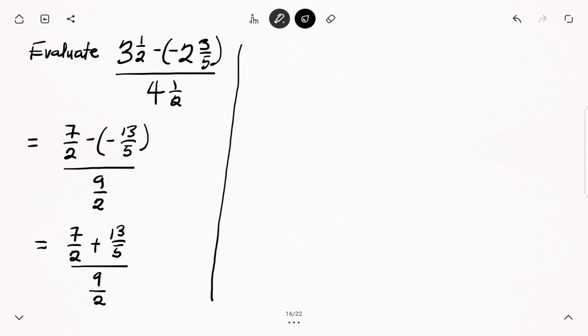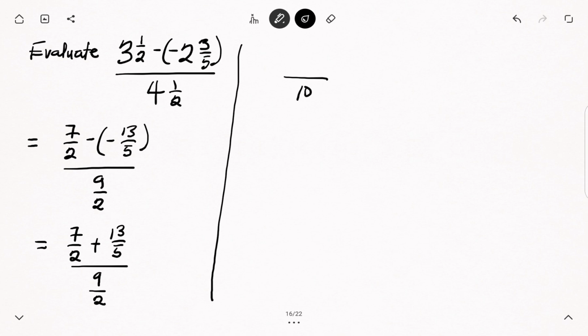So from here, I now solve the numerator separately, or the numbers at the top separately, and then I follow up with the fraction at the bottom. So between 7 over 2 plus 13 over 5, we realize that they are unlike fractions, and so to add unlike fractions, we find the LCM. The LCM of 2 and 5 is 10.